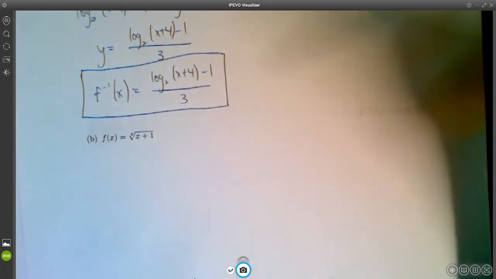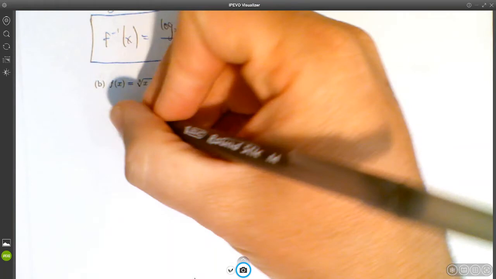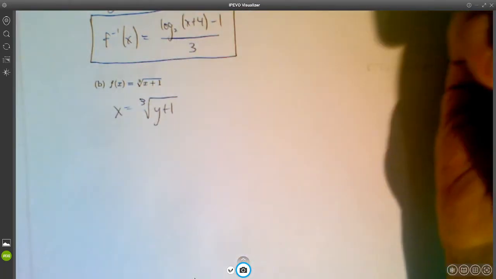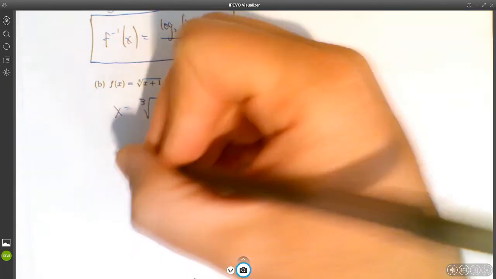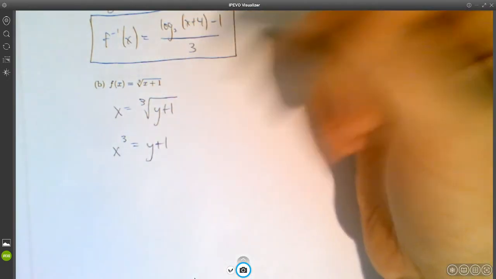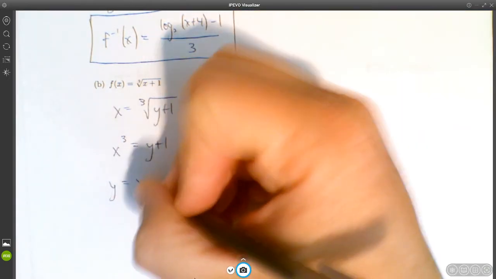Let's look at part B. We're going to do the same thing. We're going to say x equals cube root of y plus 1, and then solve for y. In this case, in order to undo a cube root, we cube both sides. So we get x cubed equals y plus 1, and then y equals x cubed minus 1.